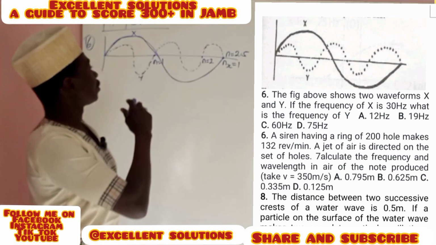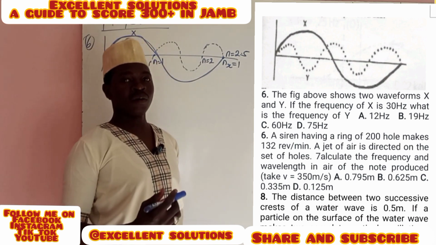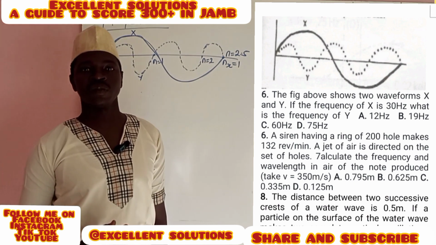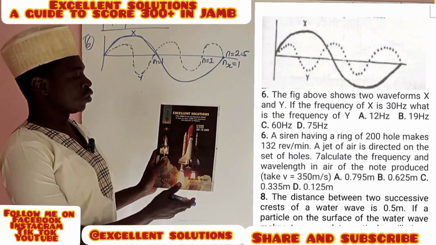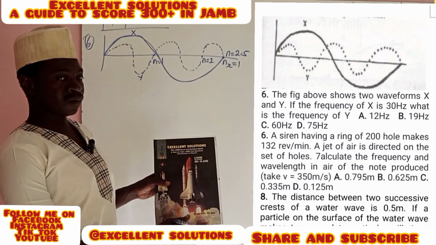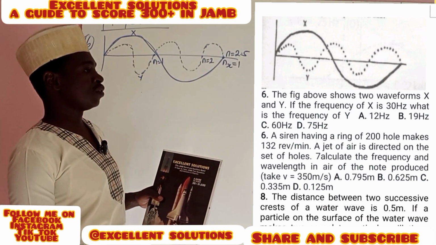Today we are going to be discussing physics and the topic is terms associated with wave motion. Our questions today are question 6 to question 10. I posted question 1 to 5 in my last video. These questions are brought to you from this book, Excellent Solutions, a guide to score 300 plus in Jamb. This is for physics. All questions are sorted with their answers, topic by topic.